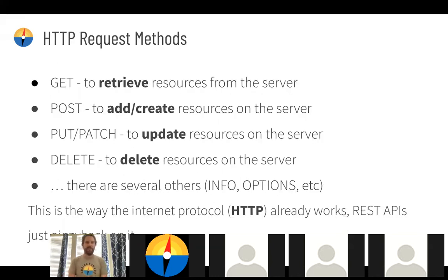So I just mentioned these, but the HTTP request methods that a RESTful API leverages, I think there's 10 or 12 of them, but the most common ones are get to retrieve data, post to add or create data, put and patch to update data, and by that, I mean on the server, and then delete. And there are others such as info and options, etc. that basically give us more information about what this RESTful API can do for us. And as mentioned, this is the way that the Internet Protocol HTTP already works, and RESTful APIs just piggyback on it.